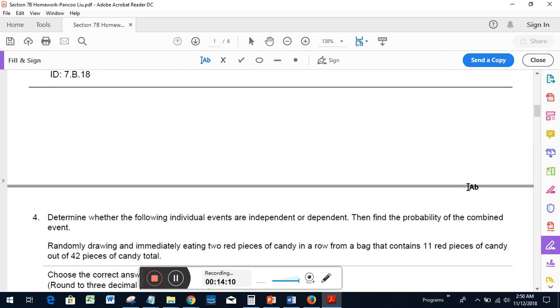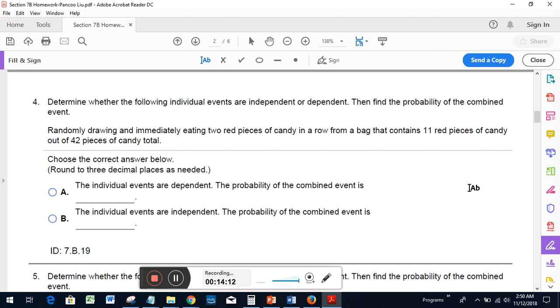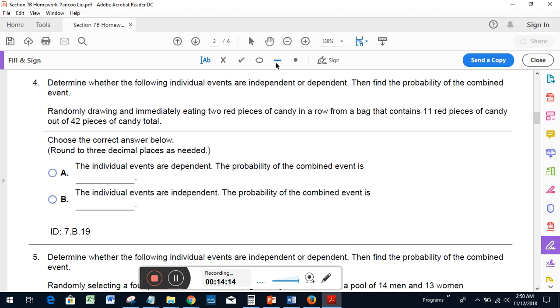Okay, let's take a look at number 4. So number 4 here is similar to number 3. It's going to be a dependent event because it says immediately eating 2 red pieces of candy. Now in this case, when they say 2 red pieces of candy in a row, they do not mean eating 2 pieces at the same time. They mean eating 1 piece at a time, totaling up to 2 pieces.